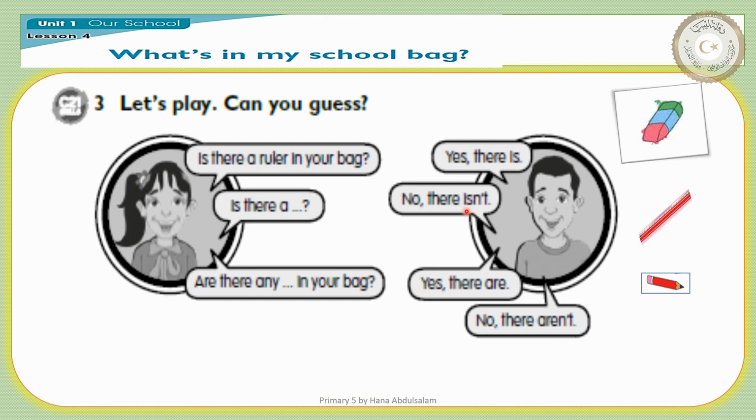What about you, Ayanur? No, there isn't. Okay, again. Is there a rubber in your bag? Yes, there is. Show me. Where's the rubber? Excellent. Is there a ruler in your bag? Yes, there is. Show me. Okay. Is there a pencil in your bag?